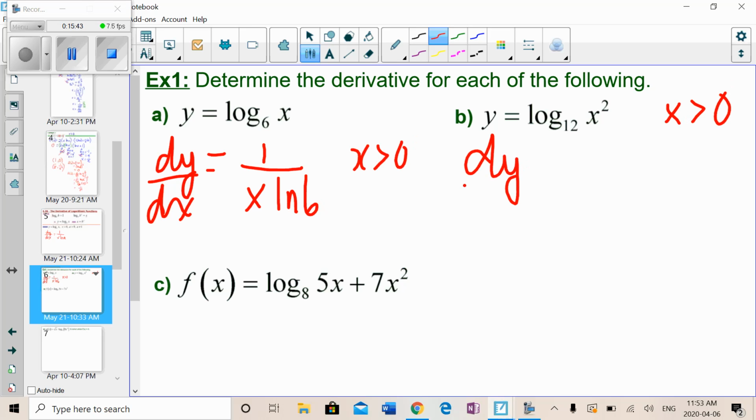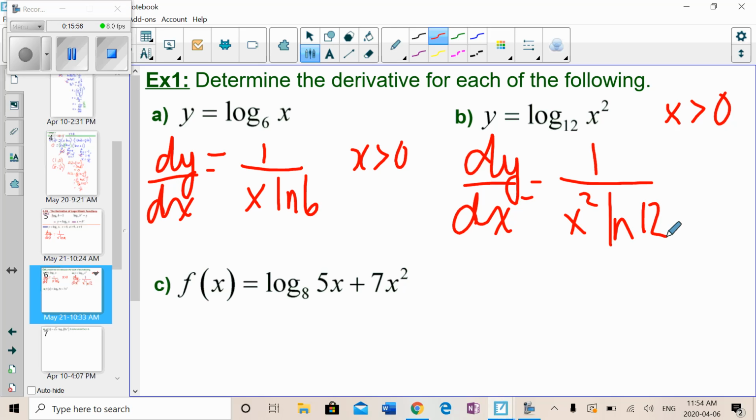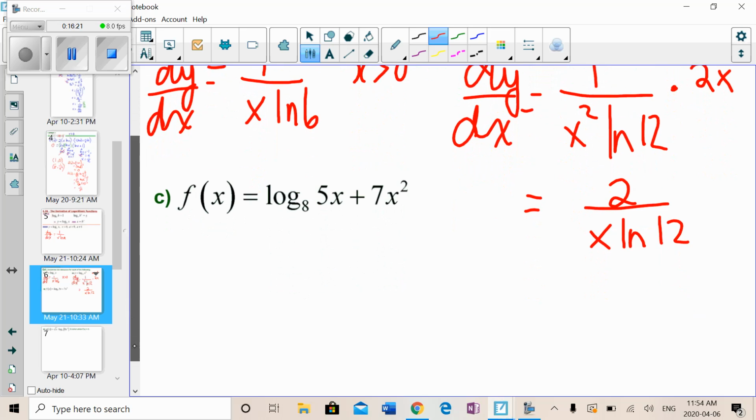So this one, dy dx, you got to remember your rule, a couple steps. It's 1 over the quantity that you're logging, so it's 1 over x squared, but I have to ln the base. But I have to remember that there's more to this quantity than just an x, so I also have to dot by the derivative of x squared, which is 2x. And then an x on top and an x on the bottom cancel, so I get 2 over x ln 12. By the way, don't do anything crazy. You know this from last semester. Do not cancel a 2 with the 12 or anything like that. Ln 12 is attached. It's not just a 12.